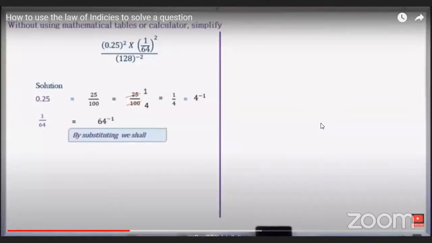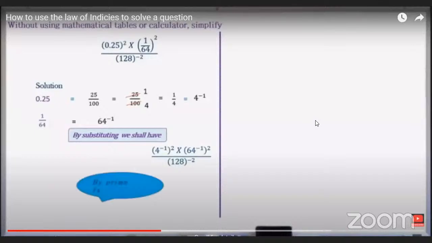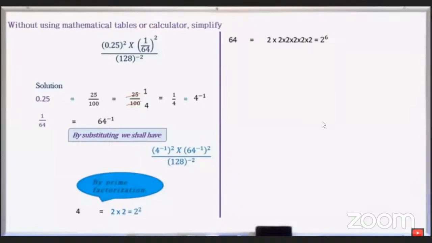So let's substitute. By substituting, where there's 0.25, we put 4 to the power negative 1, all squared, times 64 to the power negative 1, to the power 2 outside, divided by 128 to the power negative 2. Now let's proceed. By prime factorizing, we need to prime factorize 4, 64, and also 128. 4 is 2 times 2, which is equal to 2 to the power 2. 64 is 2 times 2 times 2 times 2 times 2 times 2, 6 times, so we shall have 2 to the power 6. Also 128, let's prime factorize, it is 2 times 2 times 2, 7 times, so we shall have 2 to the power 7.